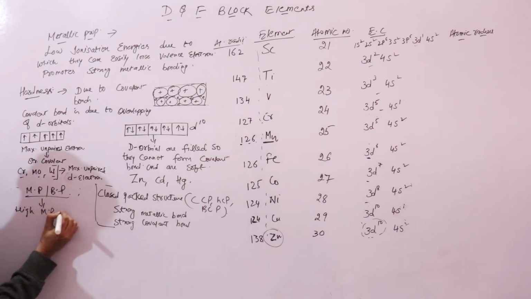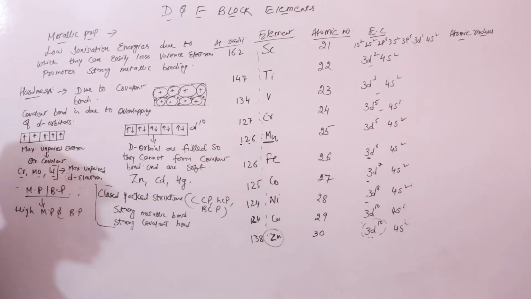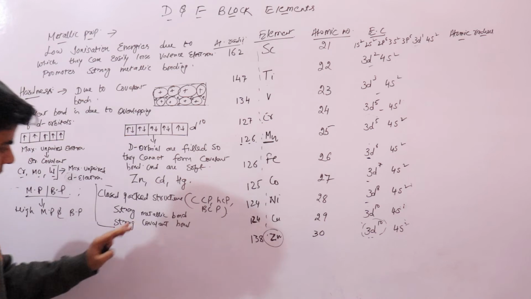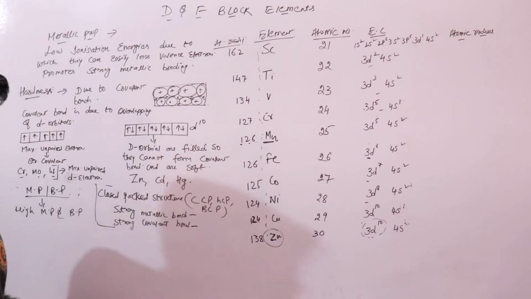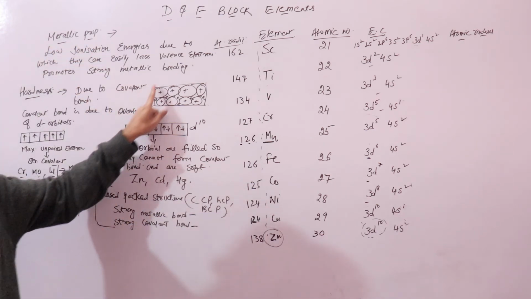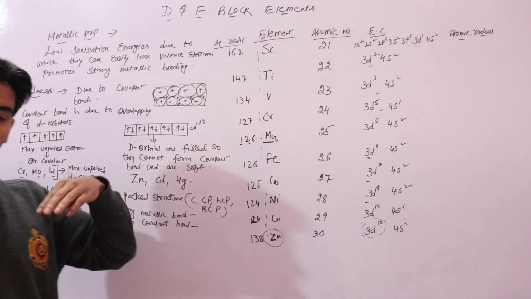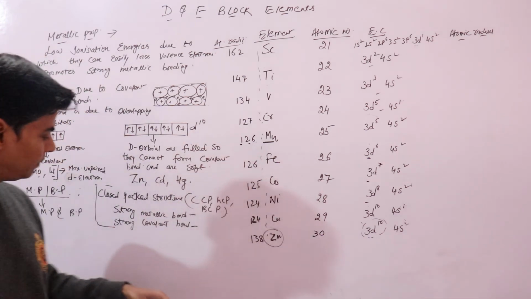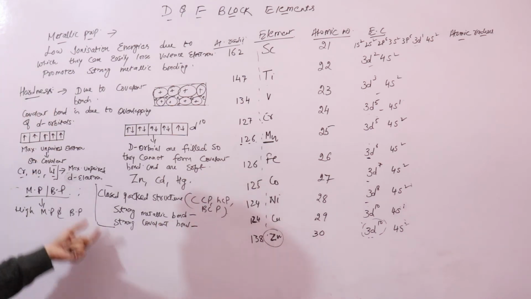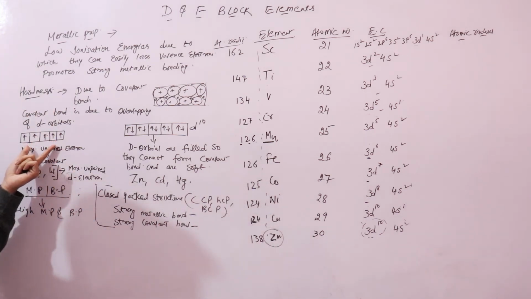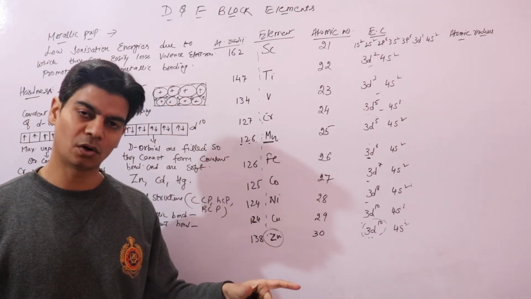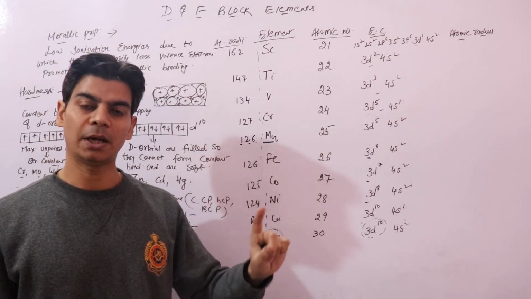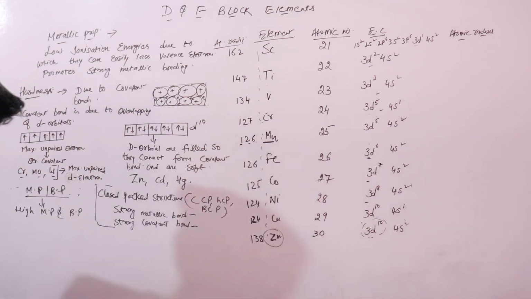They have high melting point and boiling point, right? Due to the presence of strong metallic bond and strong covalent bond. Strong metallic bond results from these free valence electrons, which can easily be lost due to their low ionization energy, and strong covalent bond is due to the presence of unpaired d orbitals, right? Since they have the maximum number of unpaired d orbitals, they can form covalent bonds by overlapping with other d orbitals, right? So they possess high melting point and boiling point.